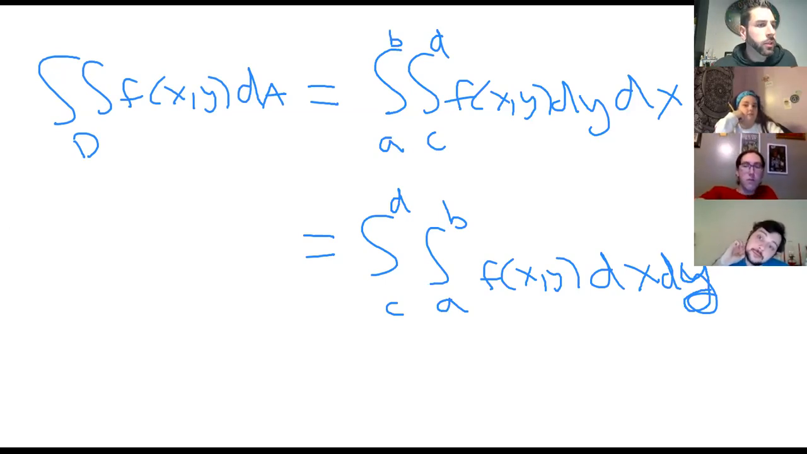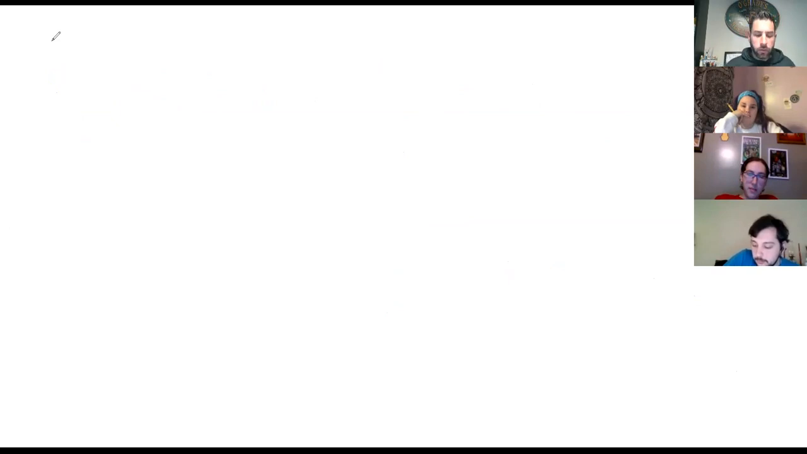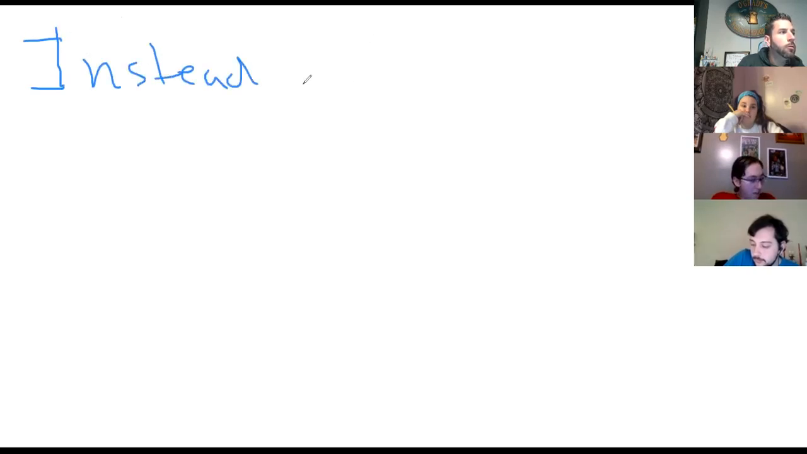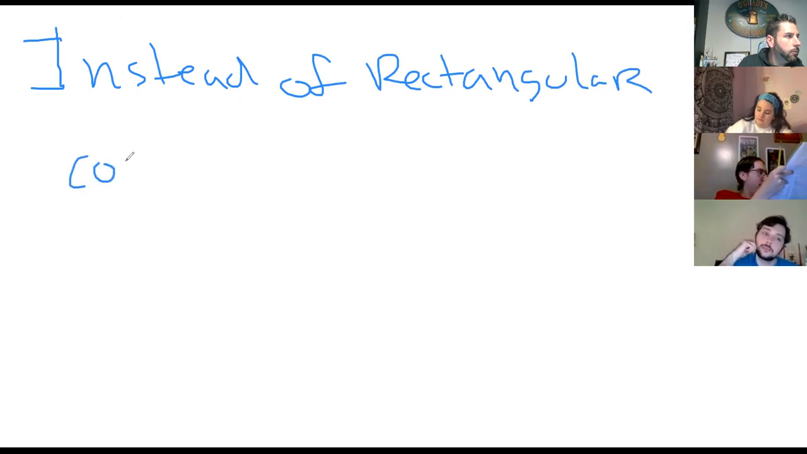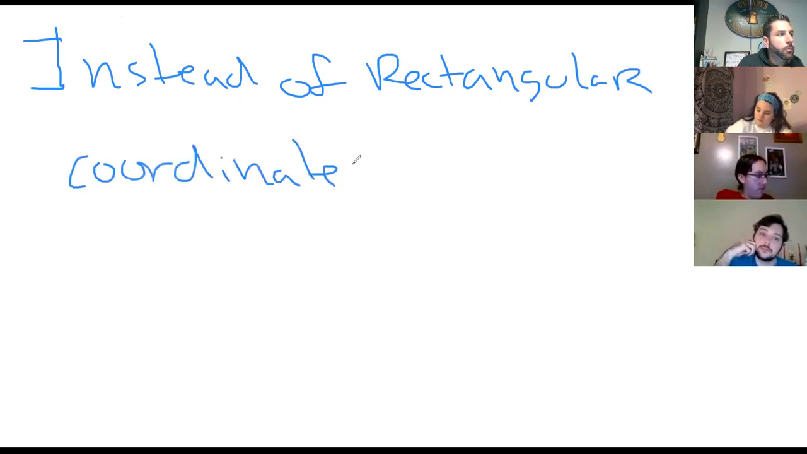All right, so here's the thing that you learned right away is that some of these integrals are difficult, not just for algebraic reasons, but because of the fact that we try to integrate something, it's just impossible. So what we want to do is instead of what we call rectangular coordinates, and that's what we've been using. So what do I mean by rectangular coordinates?